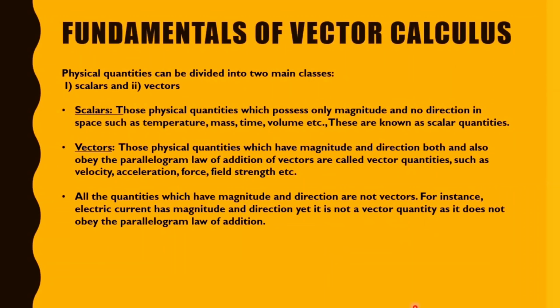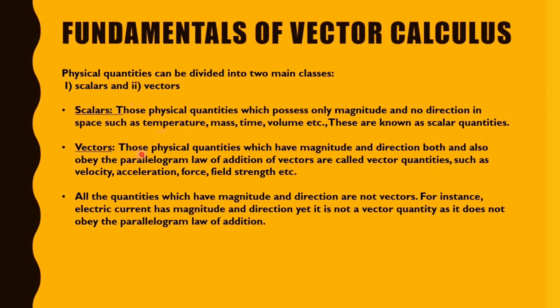Whenever we talk about vector calculus, quantities are divided into two main classes. One is scalar, another is vector. Scalars are those physical quantities which possess only magnitude and no direction in space, such as temperature, mass, time, volume, etc. These are known as scalar quantities. See, temperature doesn't have any direction. Mass is the weight, so it will not have direction. Time doesn't have any particular direction. Volume doesn't have any particular direction. So these only possess magnitude. So these are called scalars.